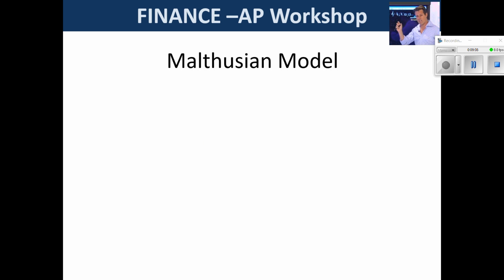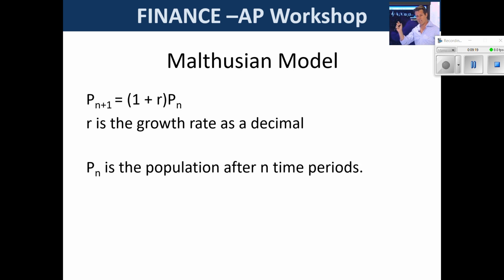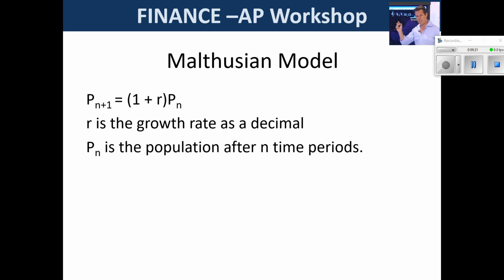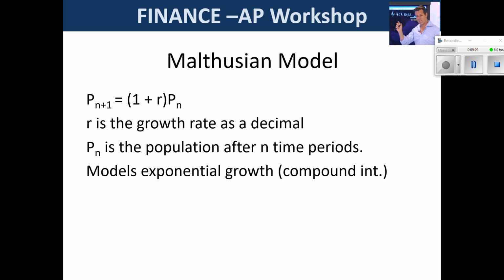We're now going to look at a Malthusian model. Now, a Malthusian model, for all intents and purposes, is just compound growth. That's all that we're doing. And there is a growth rate, which is your R, which is going to increase the population. And it assumes that there is no bound. The population just keeps growing and growing and growing. And we're working, like with compounding, in a specific time period. So it is exponential growth, it's compound interest.